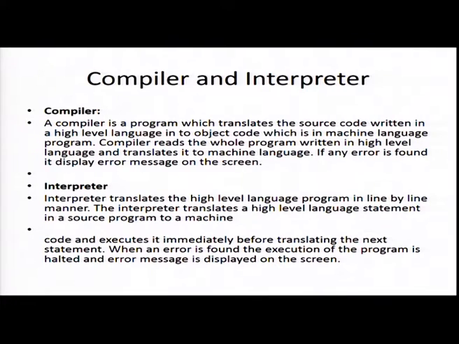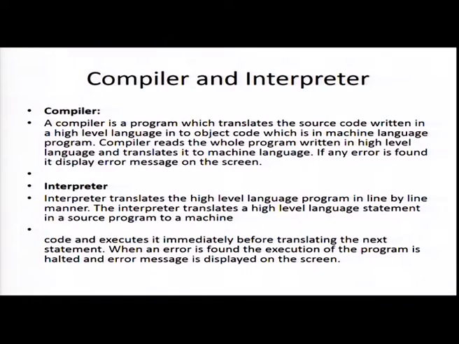Now, let us see what a compiler is, what an interpreter is. A compiler is a program which translates the source code written in a high level language into an object code which is in machine language program. My dear viewers, this definition of compiler is pretty important as far as any examination or any kind of interview point of view is concerned.